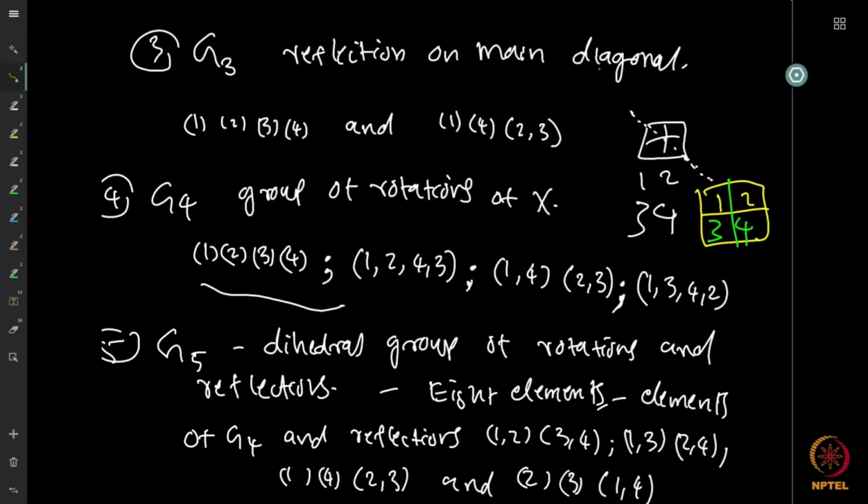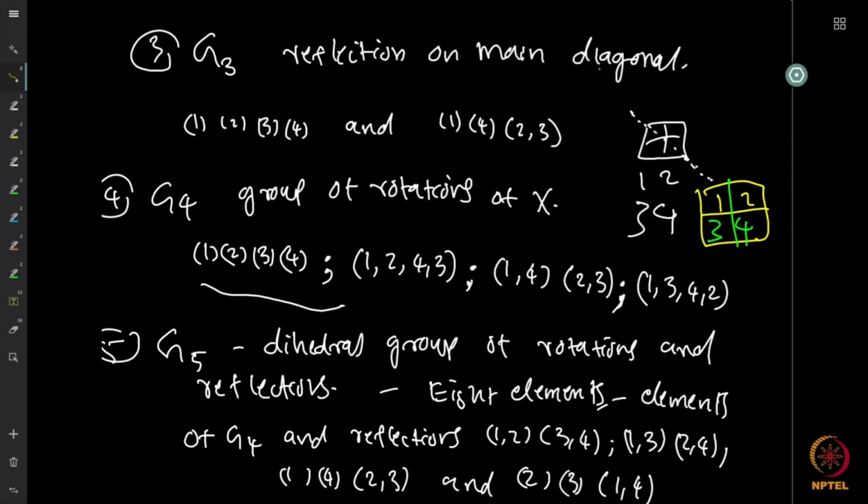So they are isomorphic. But we will see that their actions are different, right? So as permutation groups, they are basically different objects. We will see this soon. Then we look at G4 as the group of rotations of X.